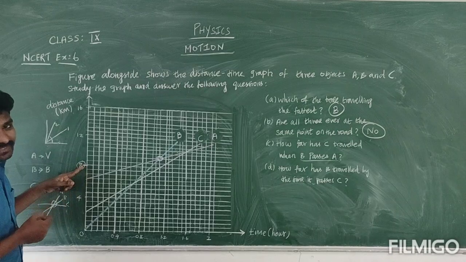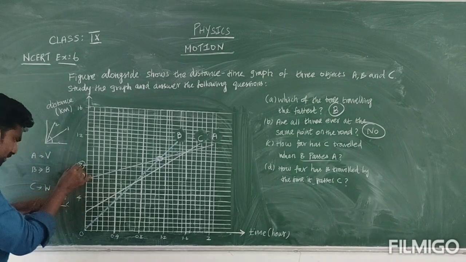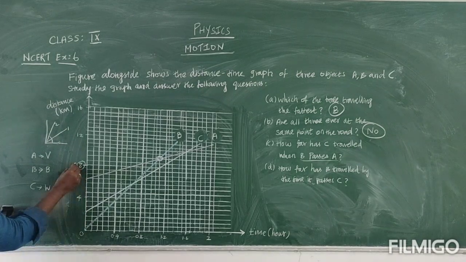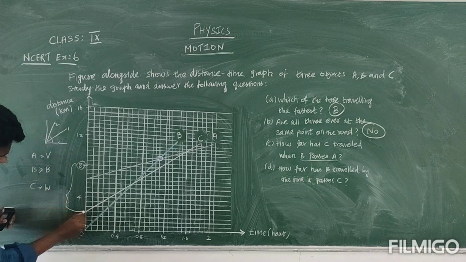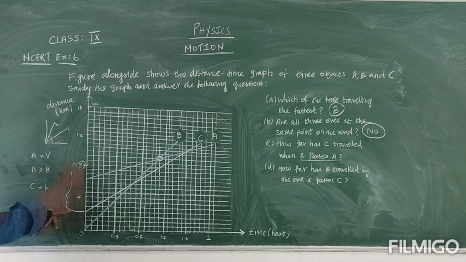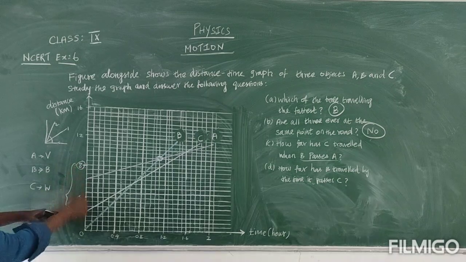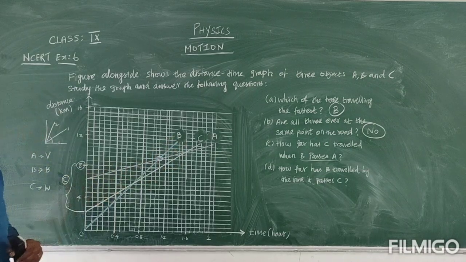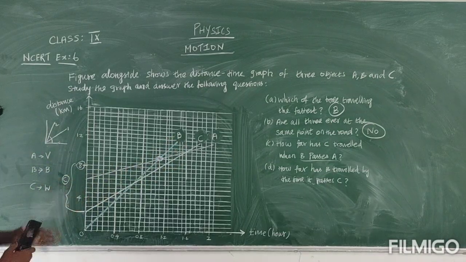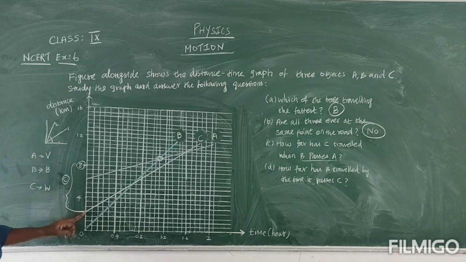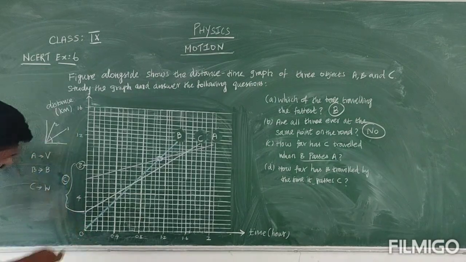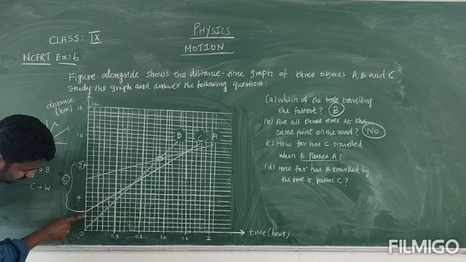So how to approach this question? We need the distance only from here to here. So this is the distance travelled by C when B and A are meeting at the time. Clear? So we are going to calculate only from here to here. This is what we need. Okay?